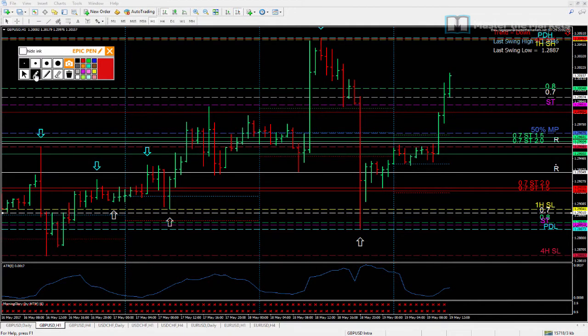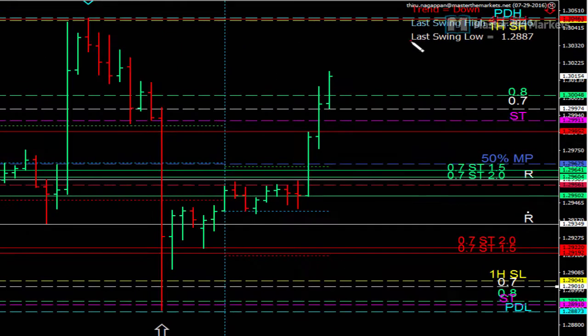So that's the first thing that we're looking at, the higher time frame bias, and you saw that it was on the downside. The second thing we look at is the lower time frame. We look for the lower time frame to match up with the higher time frame bias.